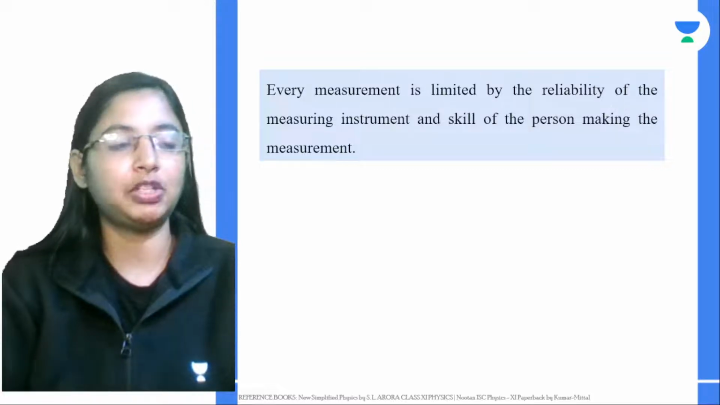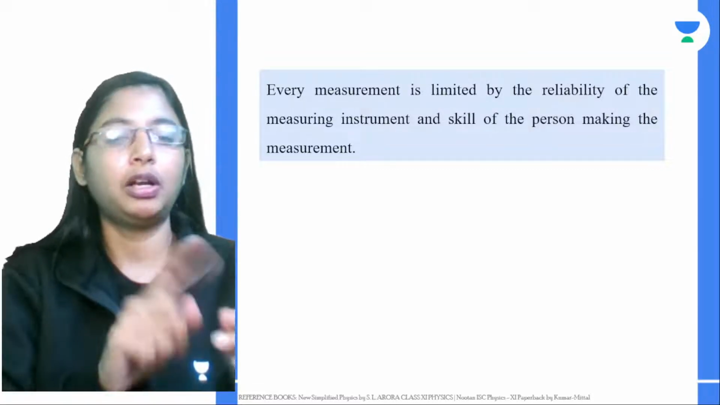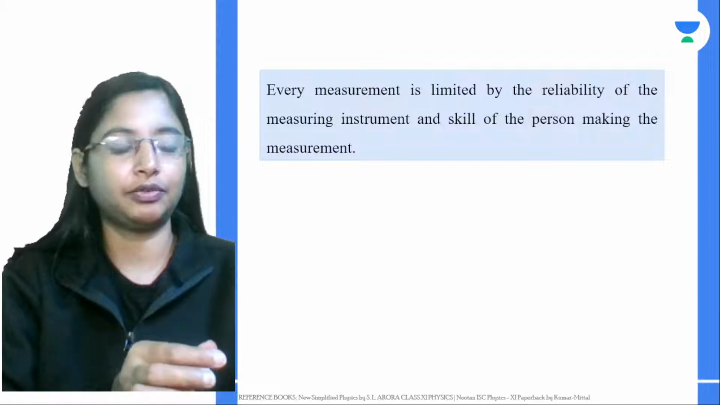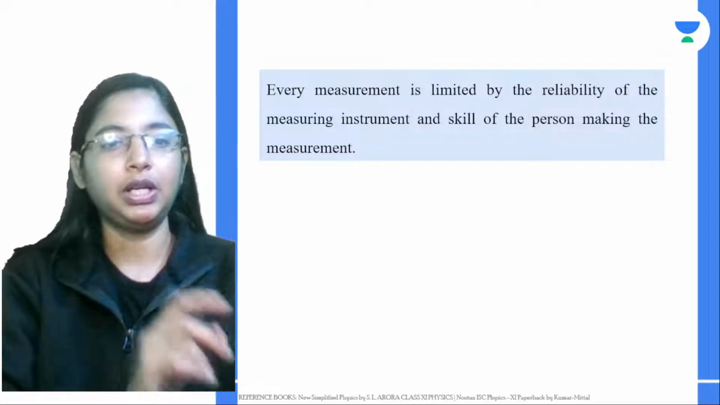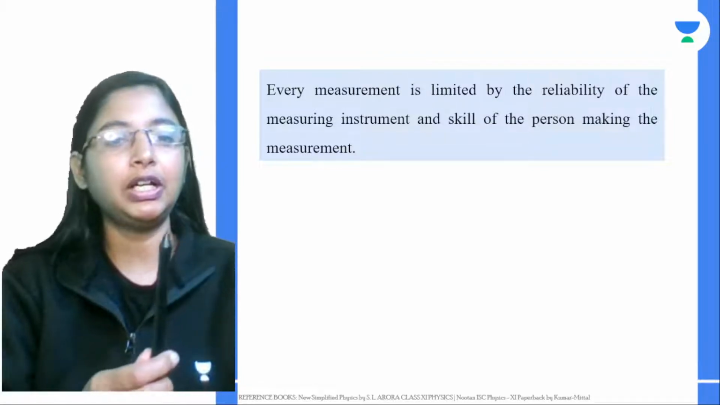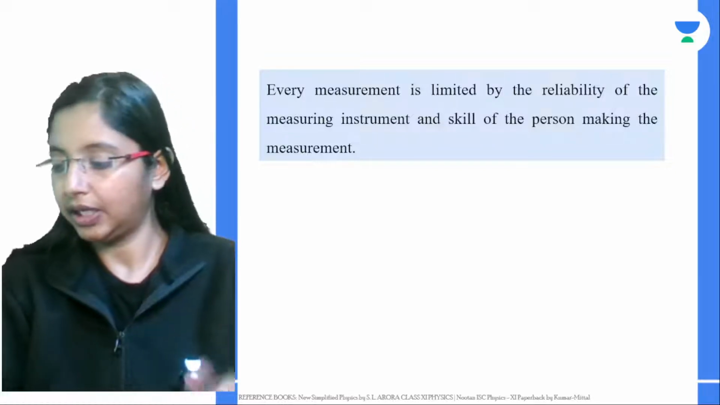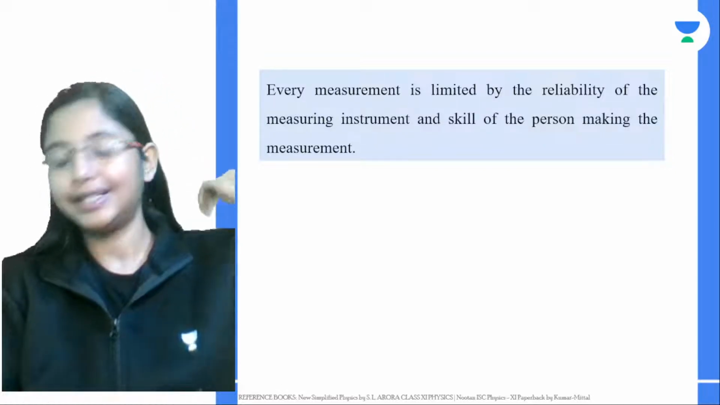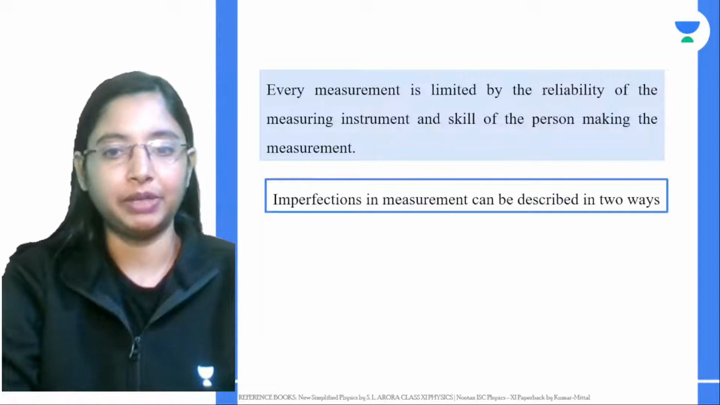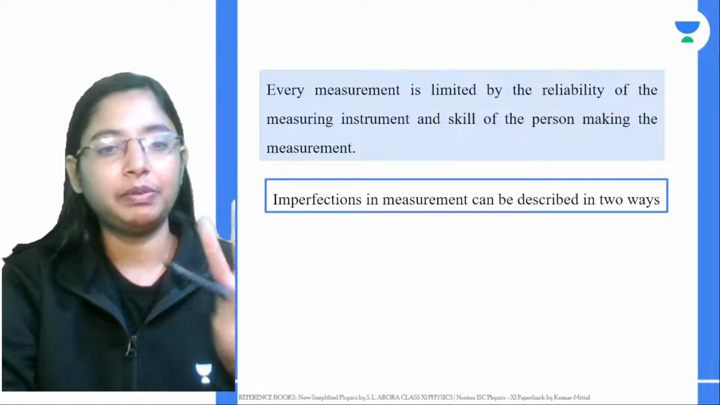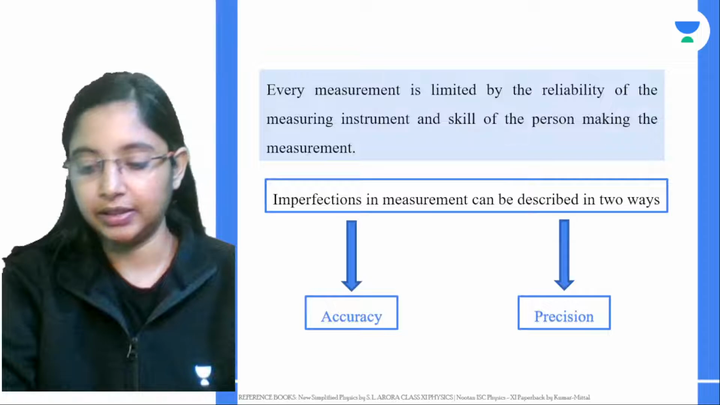Let's say I measured the mass of this pen once. Or I'm using a screw gauge to find the thickness of this pen. I'll take multiple readings, right? Every time I take a reading, the reading won't be the same. Correct? So from there, we can say there is some sort of imperfection in measurement. And these imperfections can be measured in two ways. One is accuracy, another is precision.